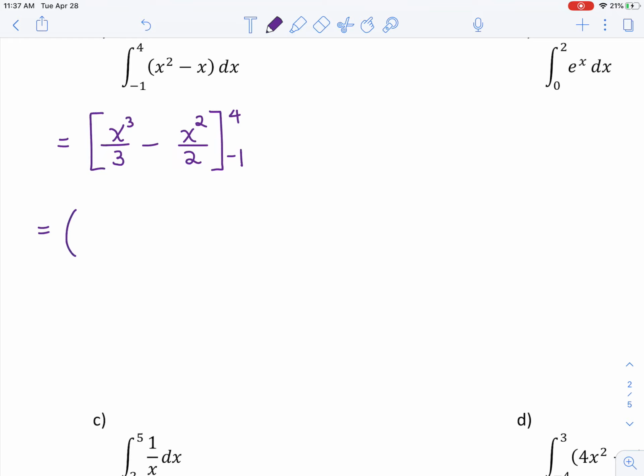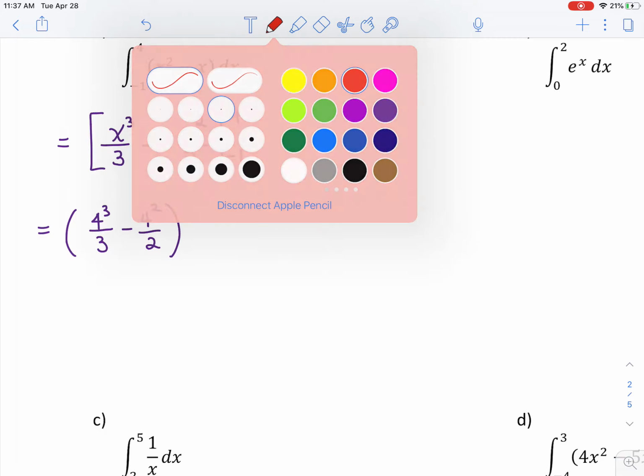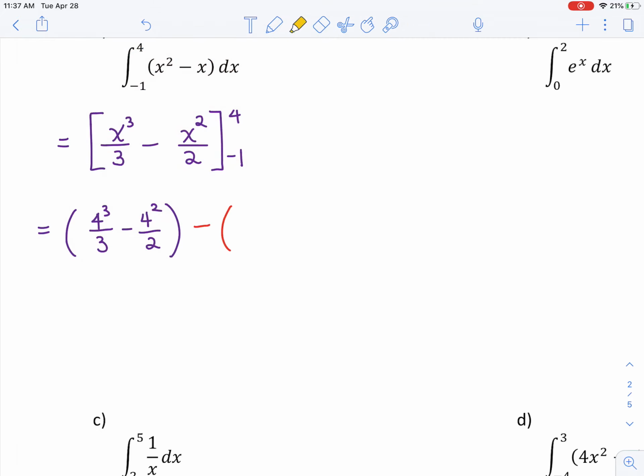Now this is a great start. Now what are we going to do? We're going to plug in first the 4 in here. So find 4 cubed over 3 minus 4 squared over 2. Where did I get that from? I really just plugged in 4 everywhere I saw x, right? Now I need to subtract this by the answer that I will get when I plug in -1 into these two places. Ready? So that will be -1 cubed over 3 minus -1 squared over 2.